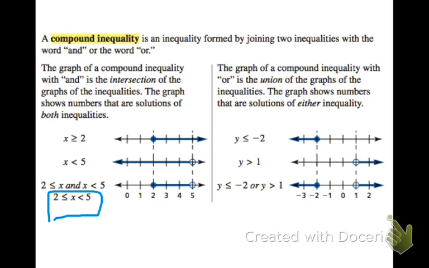On the right-hand side, the graph of an inequality with or is the union of the graphs of the inequalities. The graph shows numbers that are solutions of either inequality. So y is less than or equal to -2, or y is greater than 1. Notice that the graphs do not overlap, and therefore they're going in opposite directions.